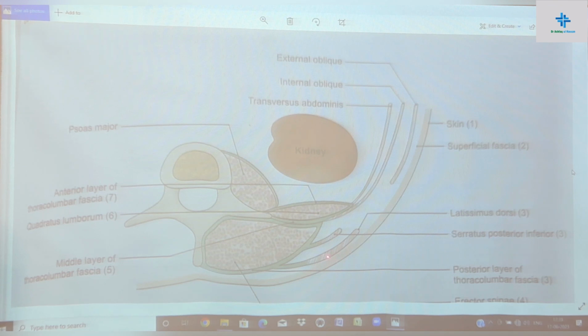So you have over here this muscle. This is the latissimus dorsi, and this is the serratus posterior inferior. Here again you have the quadratus lumborum, and over here you have the psoas major more immediately, and this is the kidney. So once you approach the kidney from here, you have to go through the posterior layer of the thoracolumbar fascia and the middle layer of thoracolumbar fascia, and then you approach the kidney with the pararenal pad of fat over here, the perirenal pad of fat, and the capsule of the kidney in there.